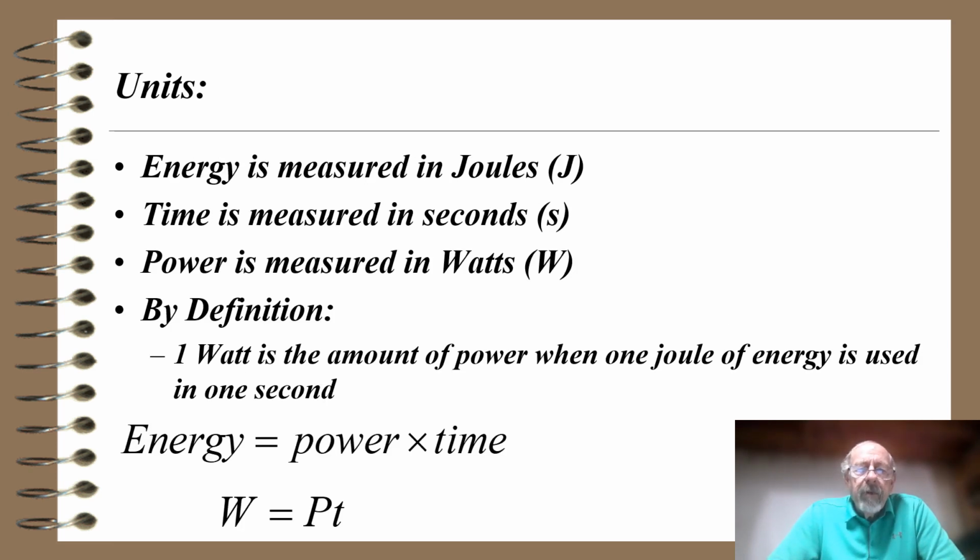So I have more units here. Energy is measured in joules. We said that before. Time is measured in seconds. Power is measured in watts. By definition, 1 watt is the amount of power when 1 joule of energy is used in 1 second. So an equation for this: energy equals power times time, or W equals P times T.